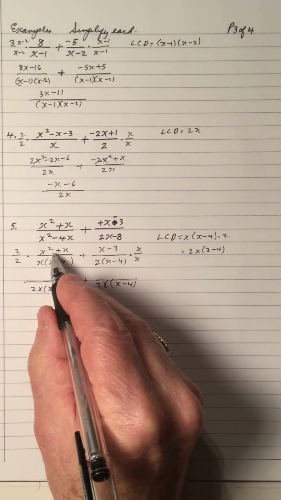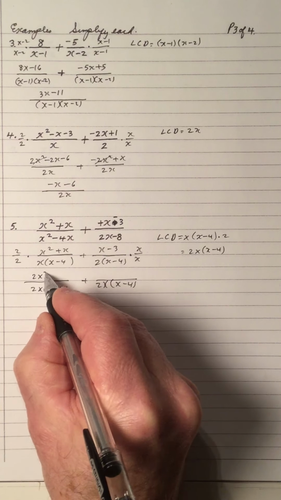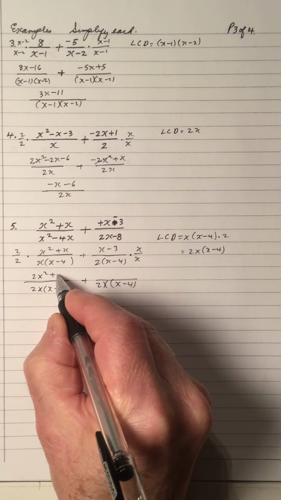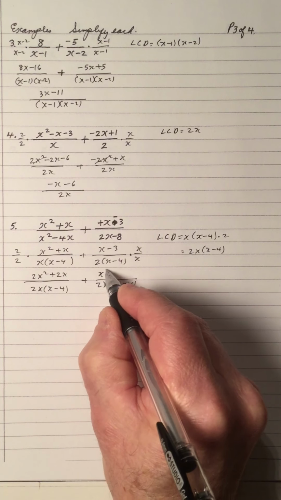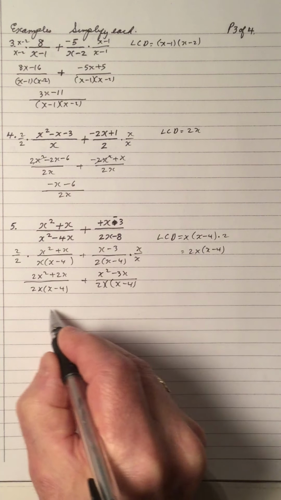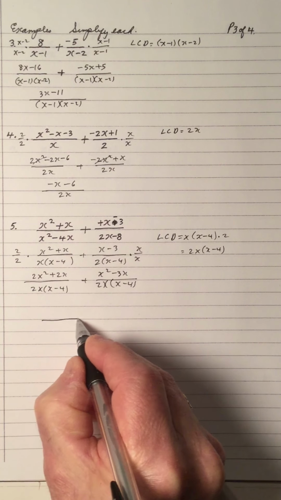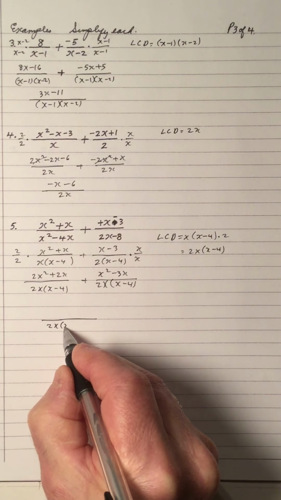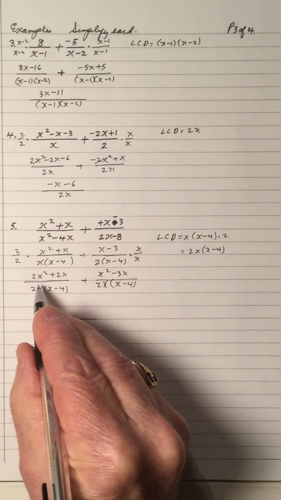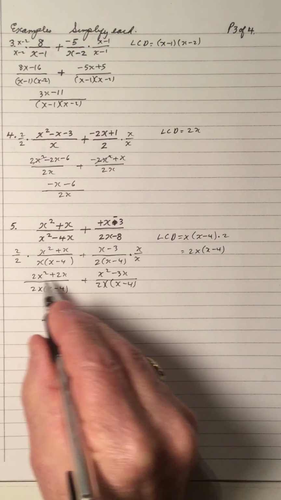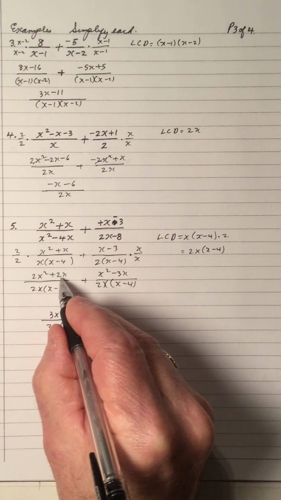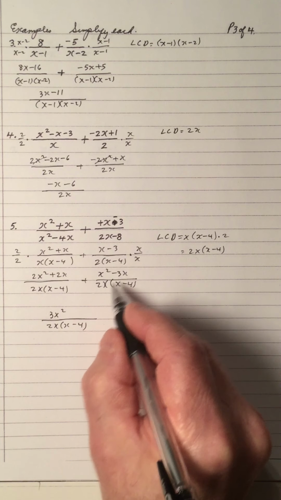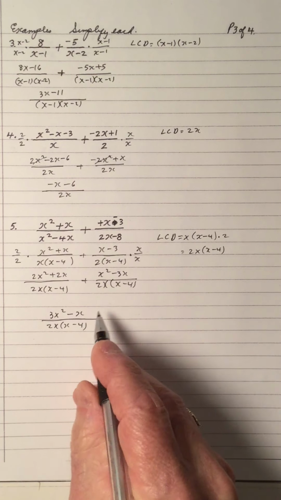So 2 times x squared plus x is 2x plus 2x squared plus 2x. X times x minus 3 is x squared minus 3x. I have the same denominator, so 2x times x minus 4, and I add 2x squared, add on 1x squared is 3x squared. And 2x subtract 3x is negative x.